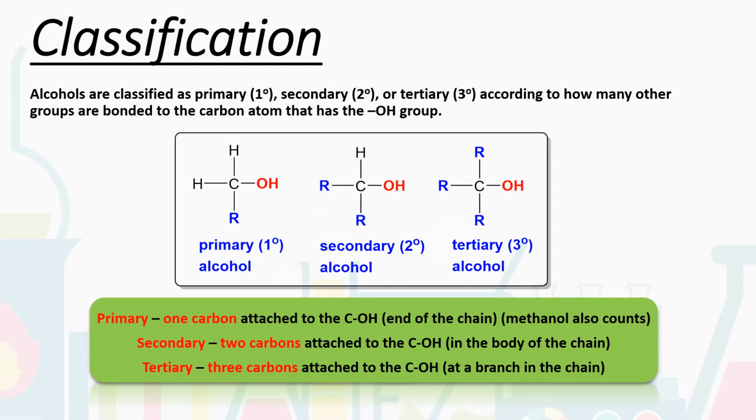Another way to think of it is that primary alcohol is where the OH is at the end of a chain, a secondary alcohol is where the OH is in the body of the chain, and a tertiary alcohol is where the OH is at the branch of a chain. But the actual technical definition is to do with how many carbon groups are attached.